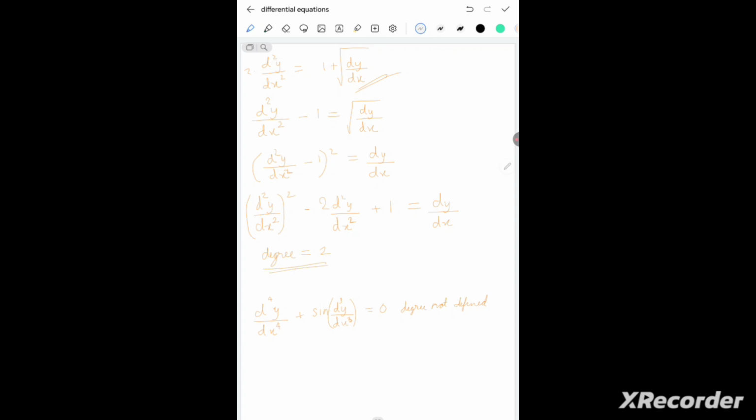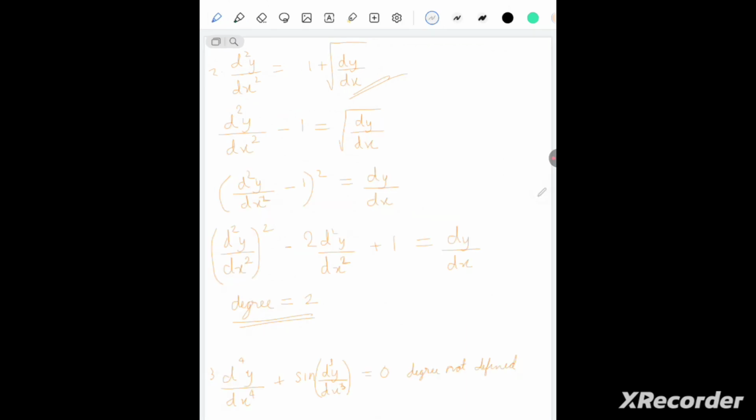Now consider the third example. d raised to 4 y by dx raised to 4 plus sine of d cube y by dx cube is equal to 0. Here the degree is not defined because it is not a polynomial. We cannot convert this differential equation into a polynomial. The derivative is coming inside the trigonometric term sine.